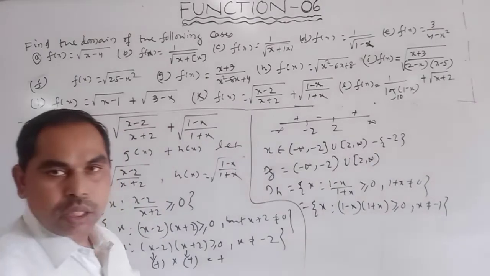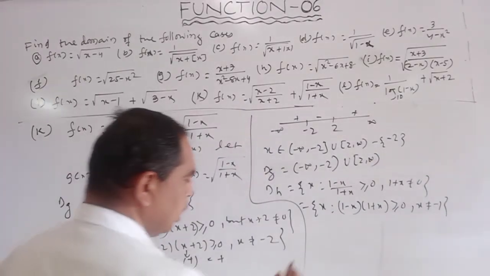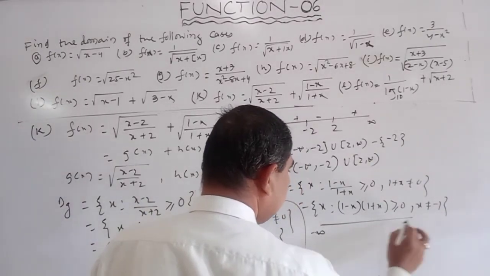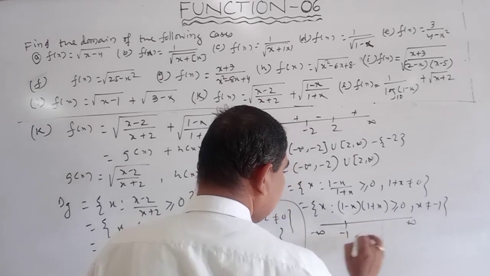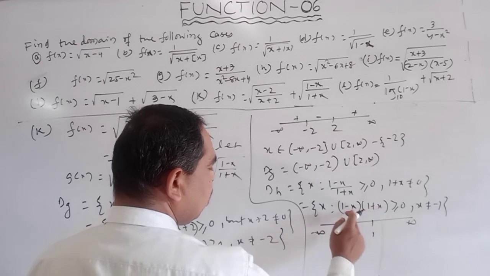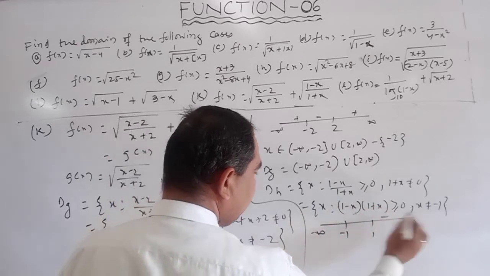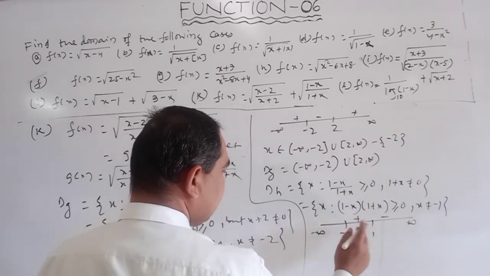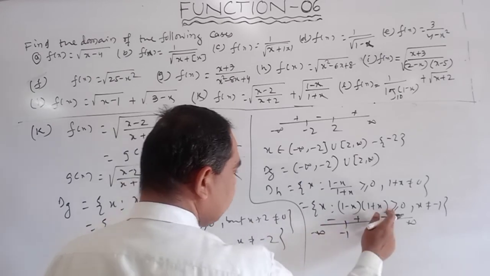x is not equal to minus 1. So draw the number line. This is minus infinity, infinity, minus 1, 1. So what is the sign of x? Negative. Sign of x is positive. So negative into positive is negative, so put a negative sign. Then the opposite plus, the opposite minus. So here greater than or equal to 0, so taking positive sign.